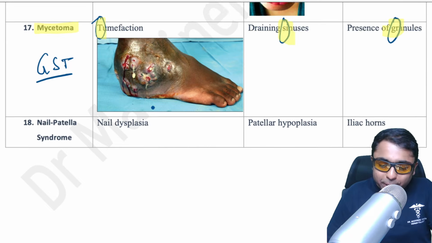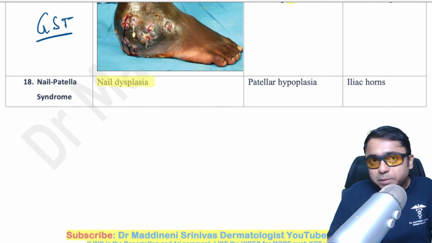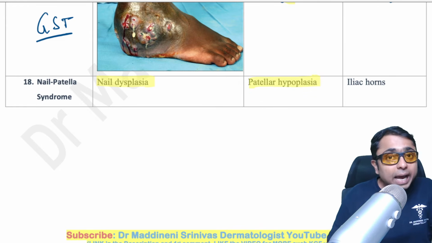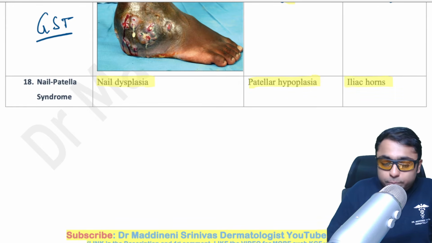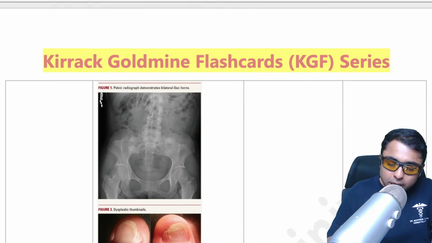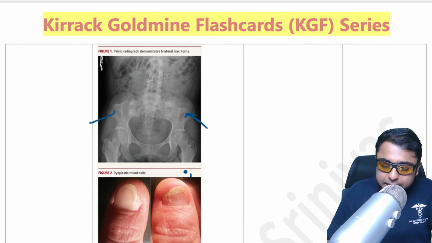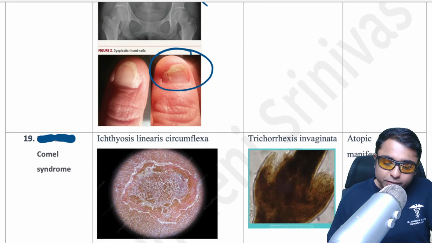Next is nail patella syndrome, in which patients are going to have nail dysplasia and also patellar hypoplasia, and also they're going to have very important iliac horns. Okay, this is nail patella syndrome. So here you can see I am pointing towards the iliac horns. So these are the iliac horns, and this is the nail dysplasia which we can see.